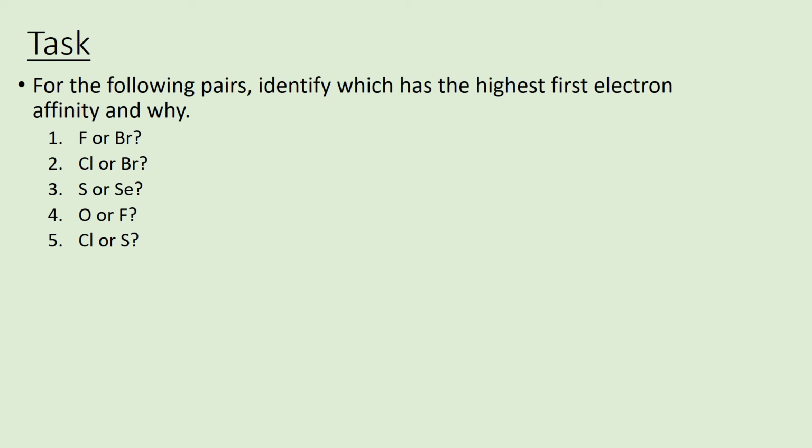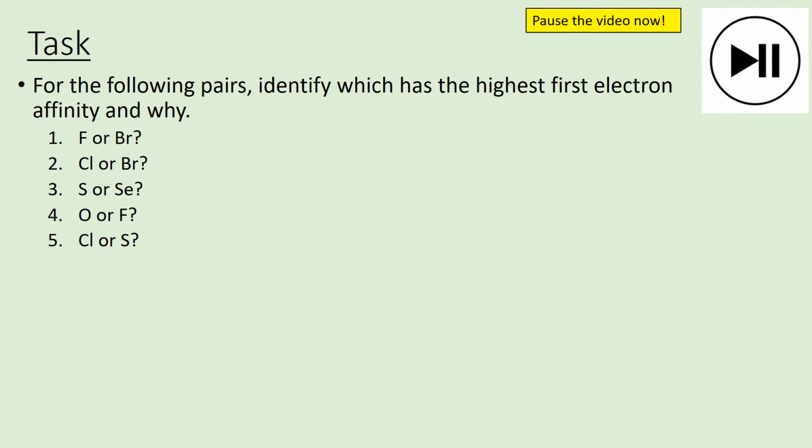So it's your turn now. What you're going to do is have a look at these 5 pairs, identify if they're in the same group or the same period, and then you're going to make your prediction for which one of these has the highest first electron affinity. And when I say highest, we're going to say the most exothermic. So pause the video now and answer those 5 questions.